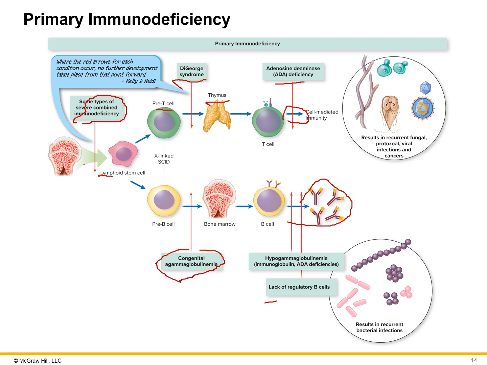And then again, our secondary immunodeficiency would be the result of some type of infection like HIV, that then compromises the immune system. Right, and that's the end here for this chapter.